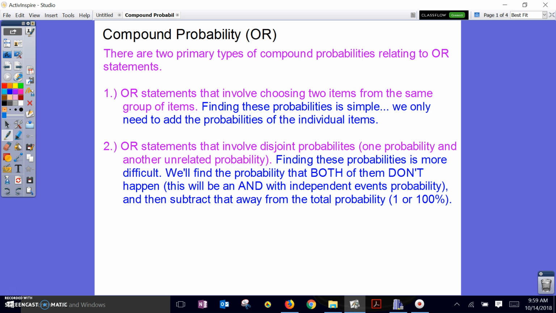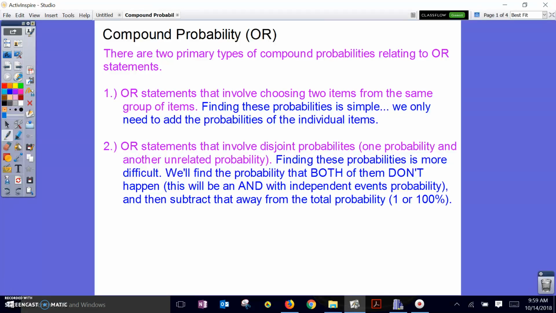These are or statements that involve choosing two items from the same group of items. And these are very simple. We really only need to add the probabilities of the individual items. We'll look at another example of that to refresh your memory on how we did those. I reach into a bag of golf balls. What's the probability of picking a green or blue? That is very straightforward. So we'll look at a quick example of that.